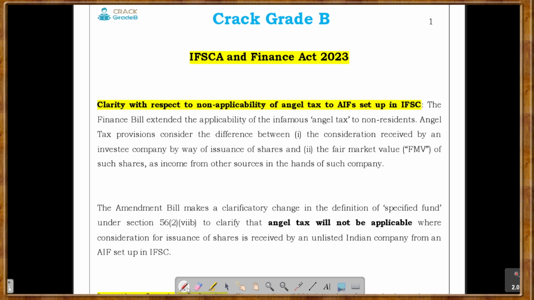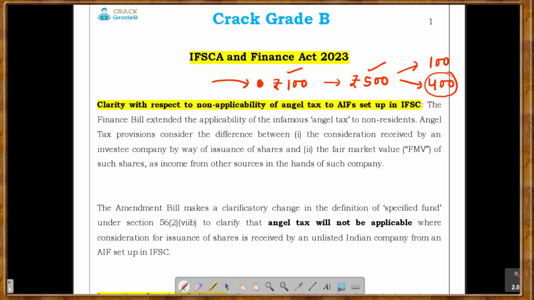So let's see the clarity with respect to the non-applicability of angel tax to alternative investment funds that have been set up in the IFSC. See what happens is, whenever as a fund you are receiving funding, the government says, you have a business idea. An investor gives you, if you are worth 100 rupees today, the investor will give you 500 rupees. Why? Because he is not valuing you in the present. He is seeing your potential, and he is giving you 100 rupees for your worth today, plus 400 rupees more for your future worth, right? So the government has imposed a tax on it.